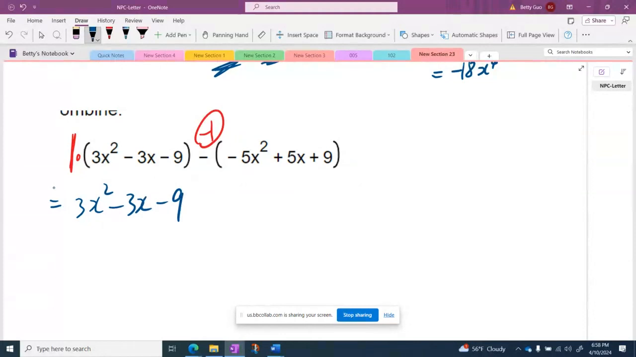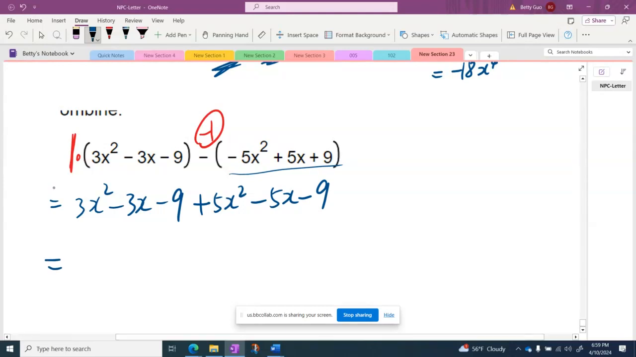Since the coefficient of the second parenthesis is -1, when we remove the parentheses, all the terms in the parentheses are going to become their opposite. So here, -5x squared will become positive 5x squared. Positive 5x is going to become -5x. 9 is going to become -9. And then let's see, can we combine like terms?